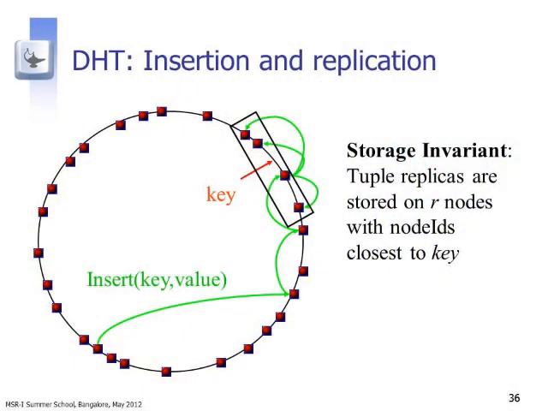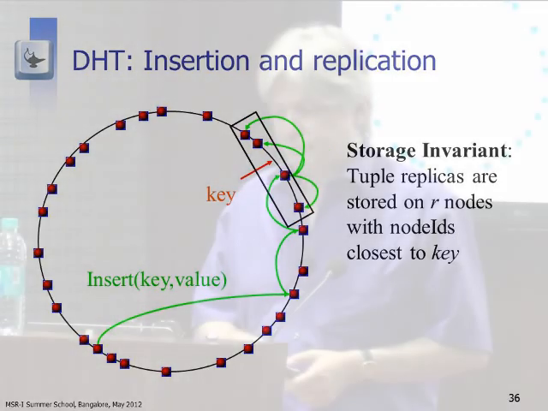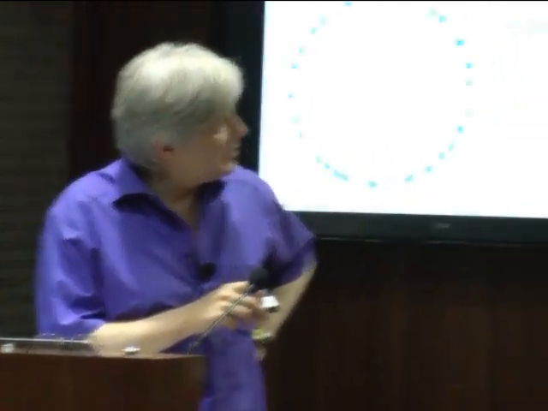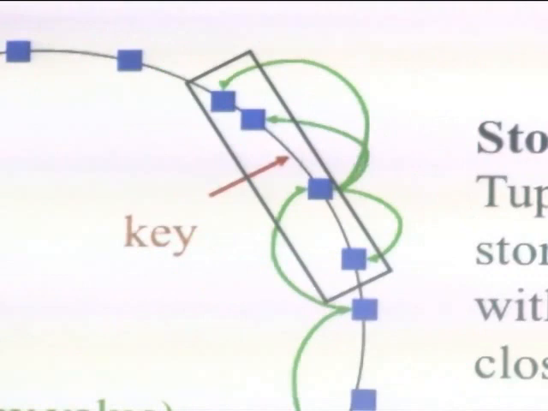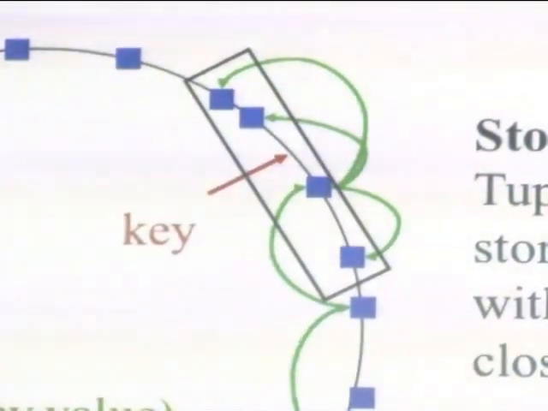Okay, so let's look a little bit more at how we do replication. The simplest way of doing that, and I mentioned it briefly before, is that instead of storing a tuple only on the node whose node ID is closest to the key, you store it, say, on the 4 nodes closest to the key. So now you have replication factor 4.